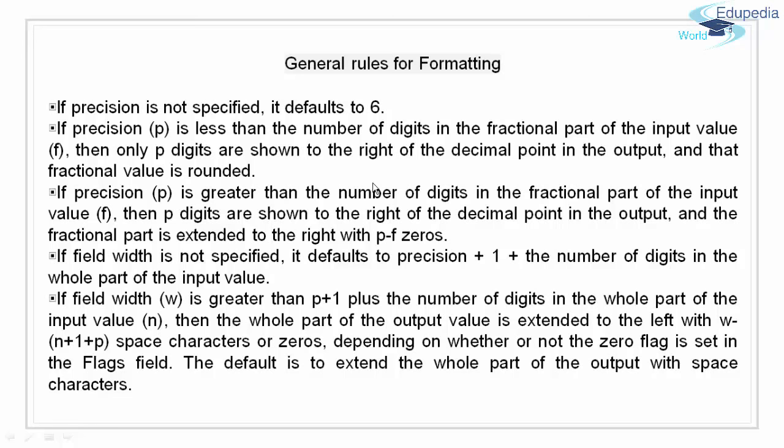Third point is if precision is greater than the number of digits in the fractional part of the input value, p digits are shown to the right of the decimal point in the output and the fractional part is extended to the right with p minus f zeros.